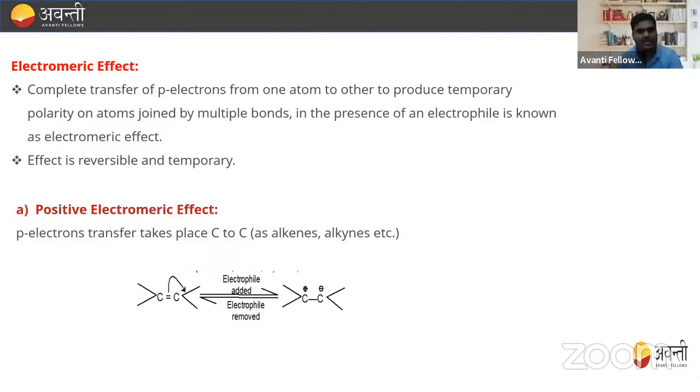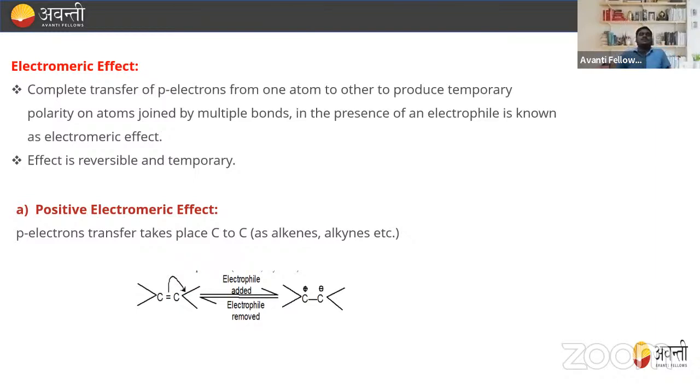So always remember this: a complete transfer of pi electrons from one atom to another, to produce temporary polarity on atoms joined by a multiple bond in the presence of an electrophile, is known as the electromeric effect. The effect is reversible and temporary in nature. So this is all about the electromeric effect.